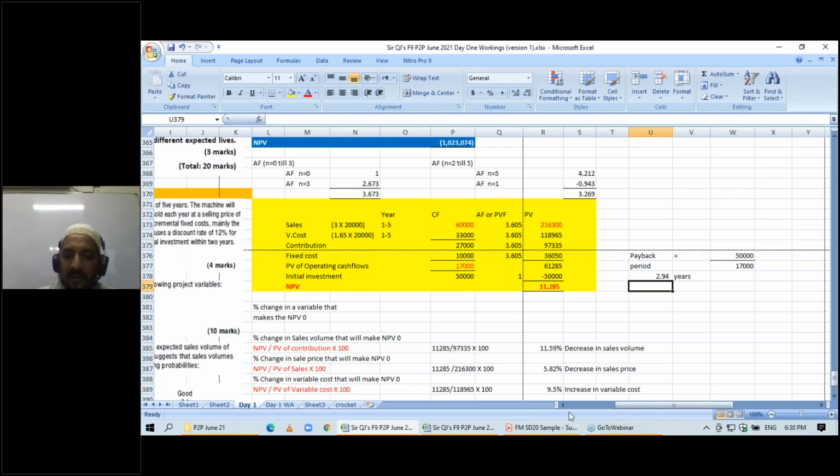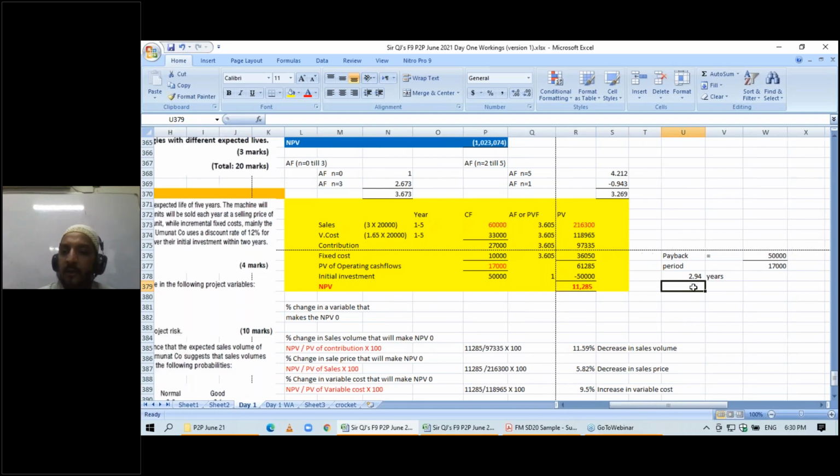Is it okay, Mohammed Ashik? This is the payback period. You can convert it in months as well. So 2 years, and in case of months, 0.94 multiplied by 12 months. So you can get in months. So around 11 months, 2 years and 11 months, you can get it back. So this is the payback period.